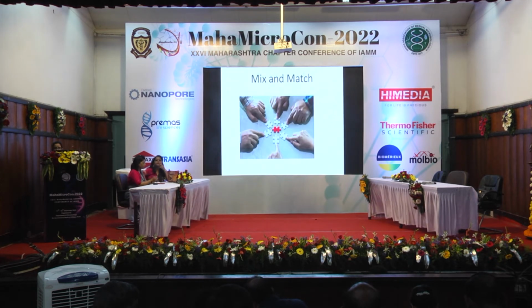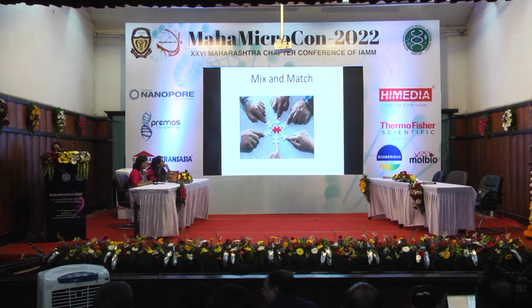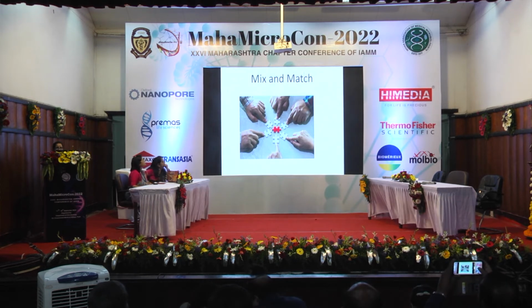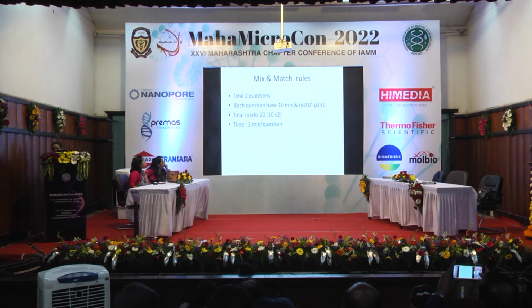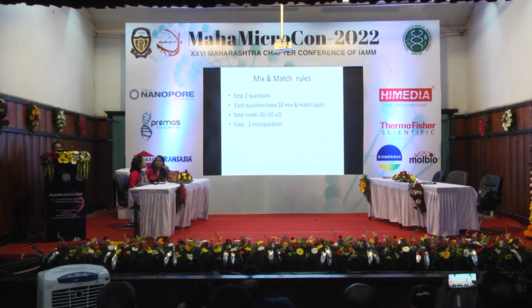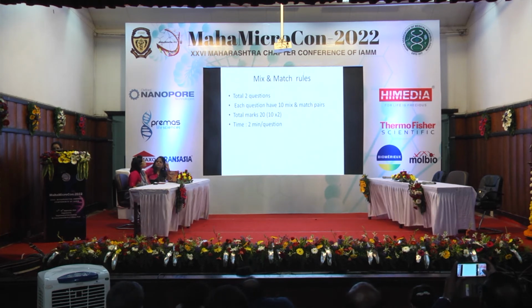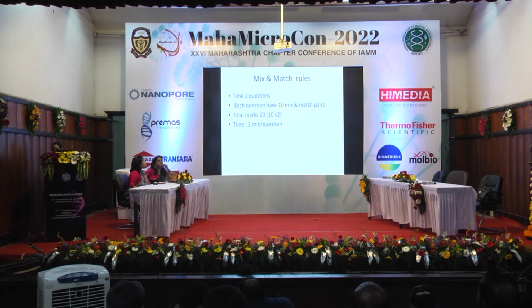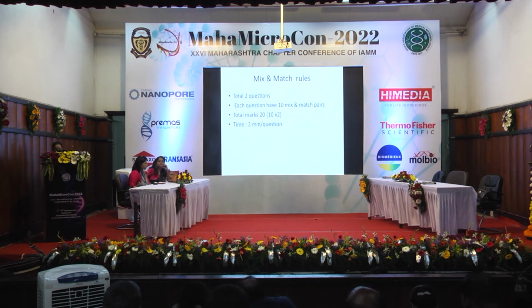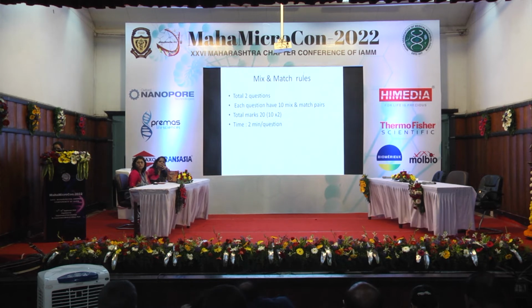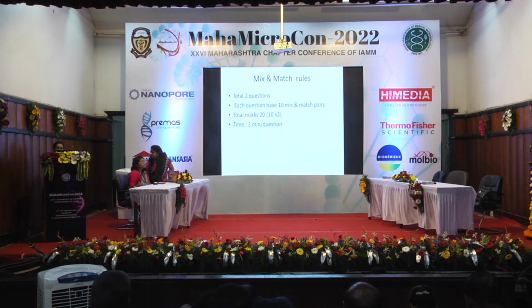So moving on to round 3, that is mix and match. Now there are a total of 10 questions. Each question has 10 mix and match pairs. Total marks are 20, so that is 1 for each, and time is 2 minutes per question. So there are 2 columns in which there are 10 options each. You have to match the pairs.